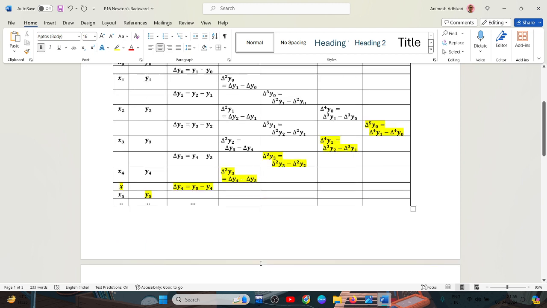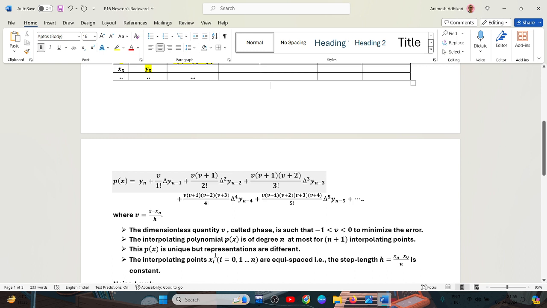This is the formula, and p(x) is the interpolating polynomial of degree at most n. Here n is 9 because there are 9 plus 1 interpolating points, x0 to x9. So the degree of p(x) in the given problem is at most 9. And h is the step length, (xn minus x0) by n.